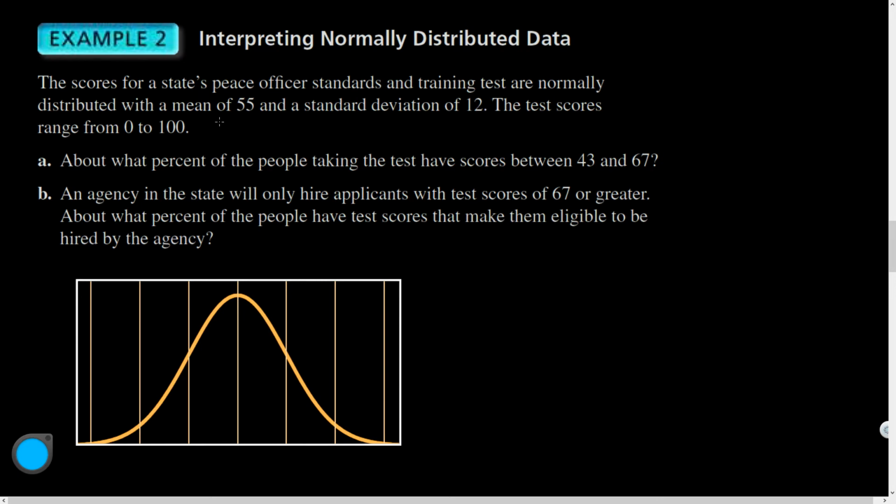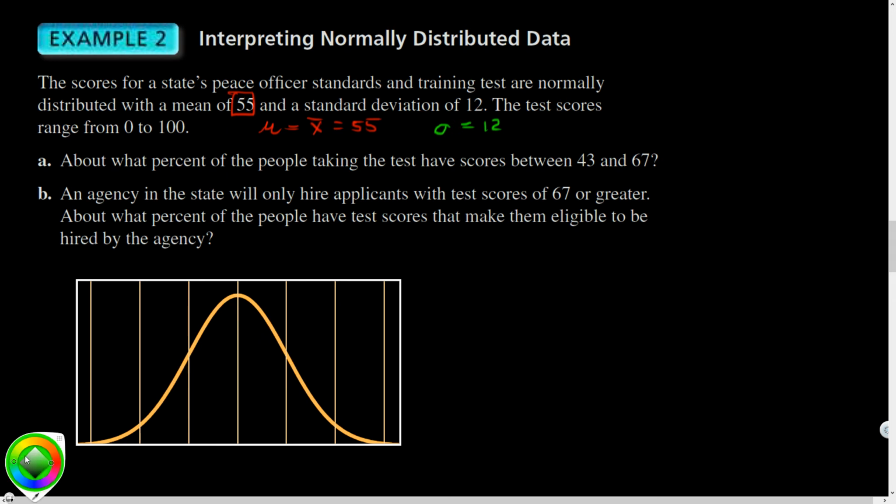So the scores for a state's peace officer standards and training test. Okay, so I don't know what that is, but someone's taking a test, are distributed with a mean of 55. So guys, let's label that. So I'm going to say mu, that's the same as x bar, if you wanted to call that your x bar, is 55. And it says, and a standard deviation of 12. So that's my sigma. All right, so little sigma is equal to 12. It says the test scores range from 0 to a hundo. Then it asks, what percent of the people taking the test have scores between blank and blank?